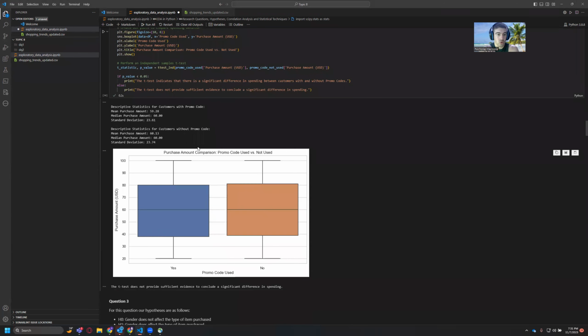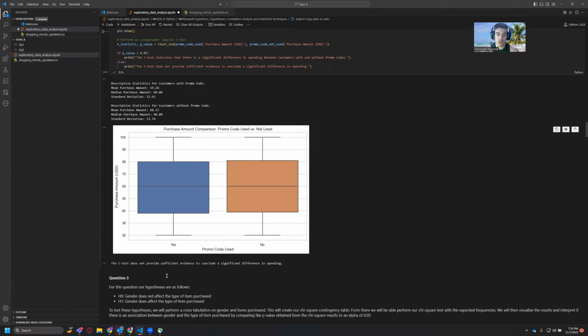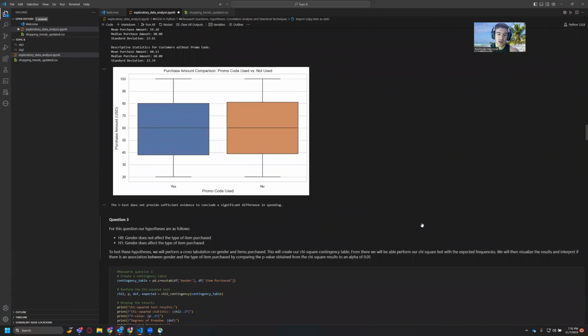and then we will print this out, look at our box plots, and then perform our t-test. So we come to the conclusion that, again, for the promo code used versus not used, the medians are very, in fact, they're the same. They're both 60. The means are very close together, 60.13 for those who did not use the promo code and 59.28 for those who did use it. So this t-test doesn't provide any significant evidence to conclude that there's a significant difference in spending between those who use the promo code and those who don't.